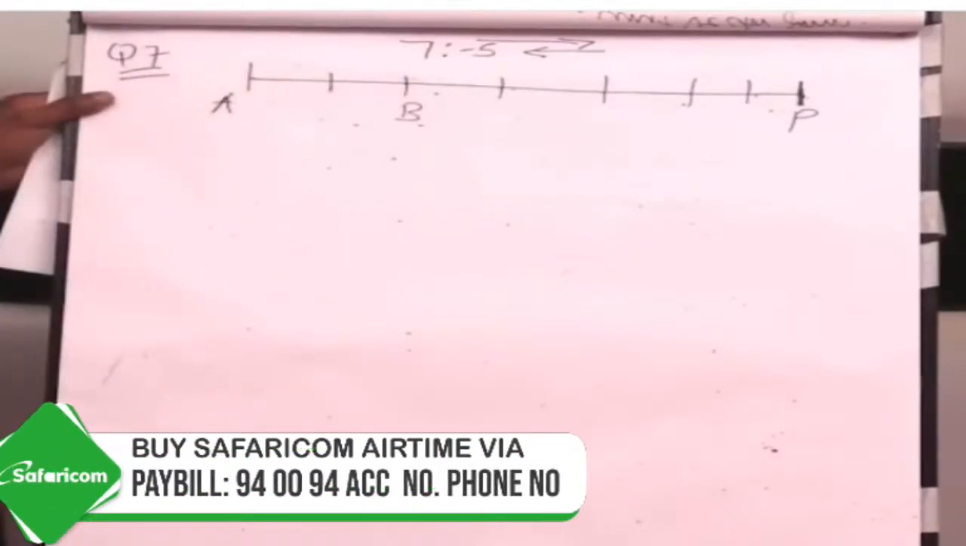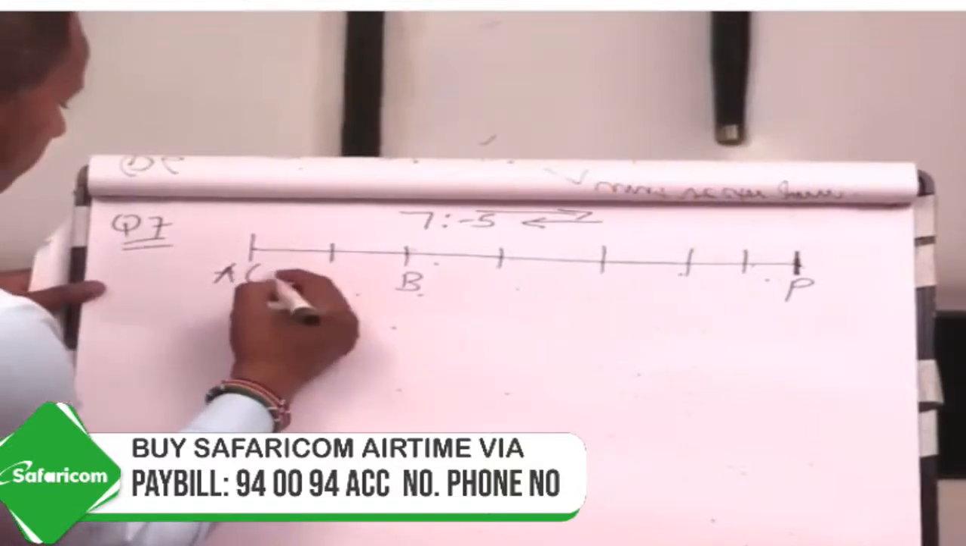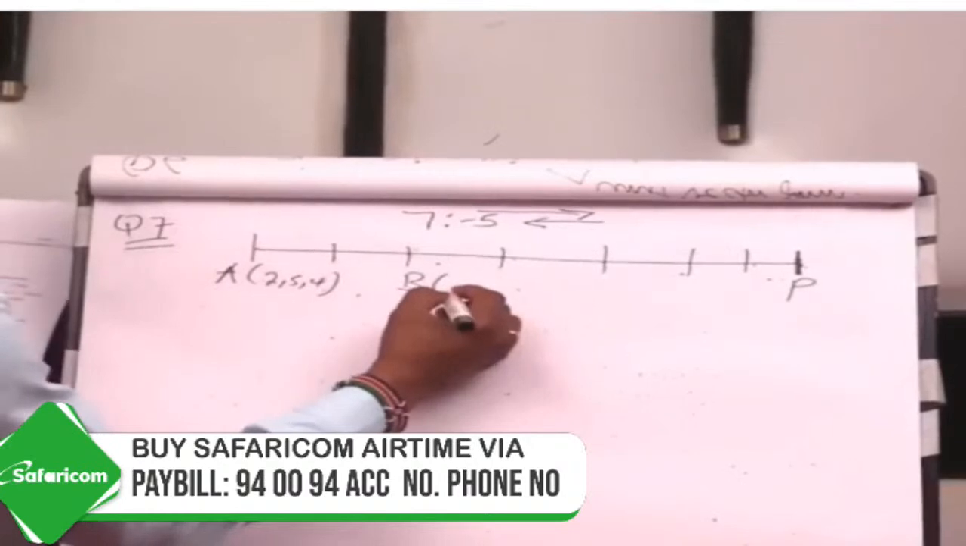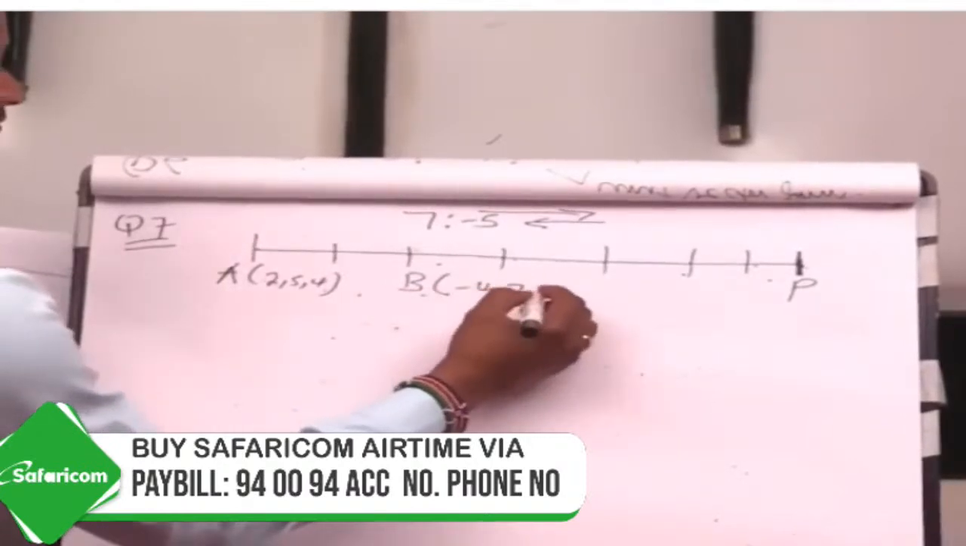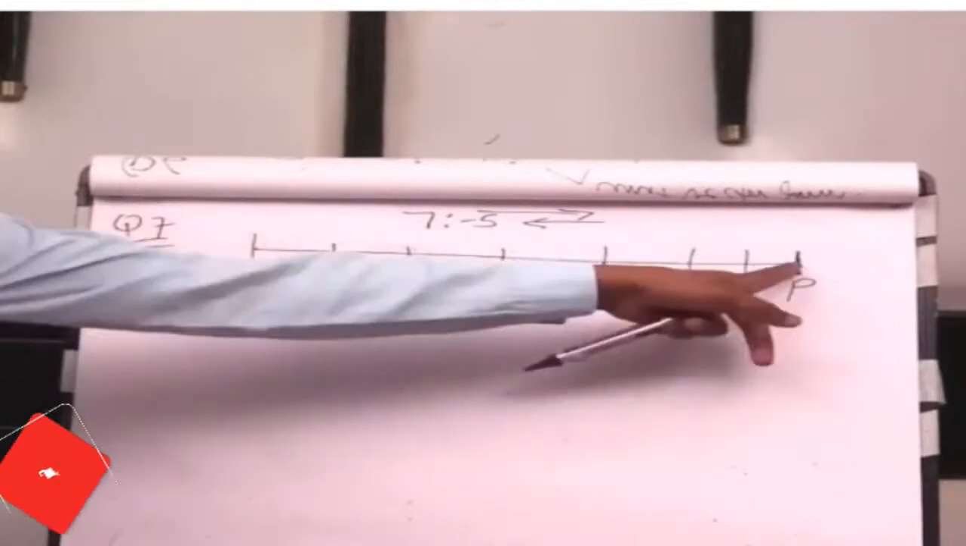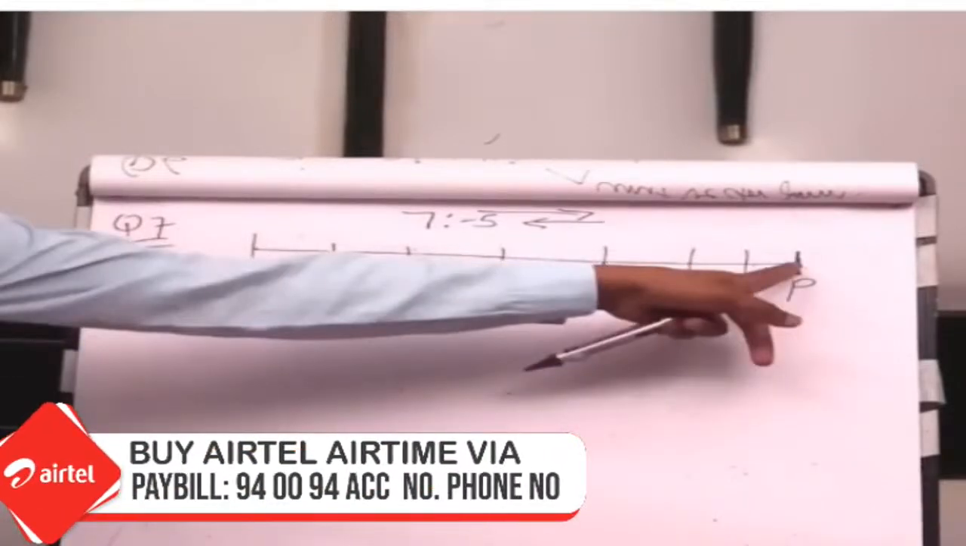So are we clear up to there? So if A you are given 254. The coordinates of A are 2, 5, 4, while the coordinates of B are minus 4, 7, 2. Find the coordinates of P. There are two ways of doing this.